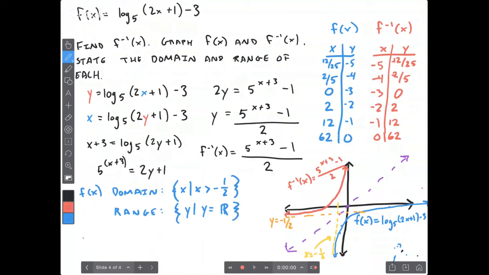On its inverse, the domain is the set of values x such that x equals all reals, and its range is the set of values y such that y is greater than -1/2.